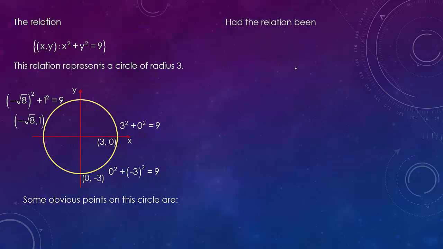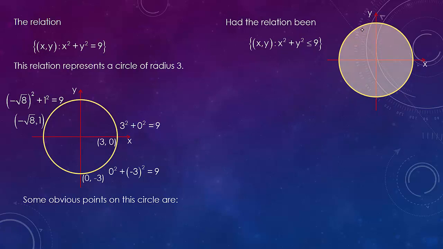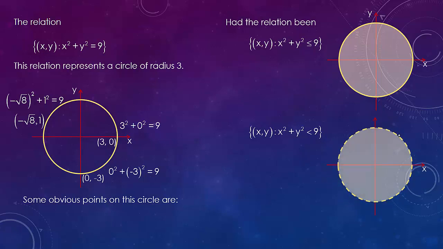If instead the relation had been x squared plus y squared is less than or equal to 9, then we're talking about all of the points that are on the circumference or are closer to the centre. So what we would do is do the bounding circumference and then shade inside. If it had been just x squared plus y squared is less than 9, then the points on the circumference would not satisfy the relation, and we'd indicate that with a dashed circumference.